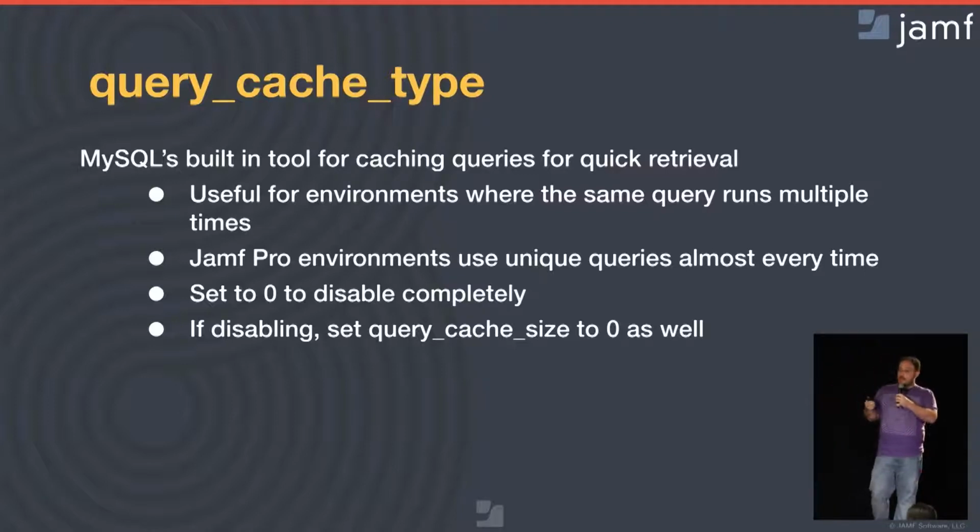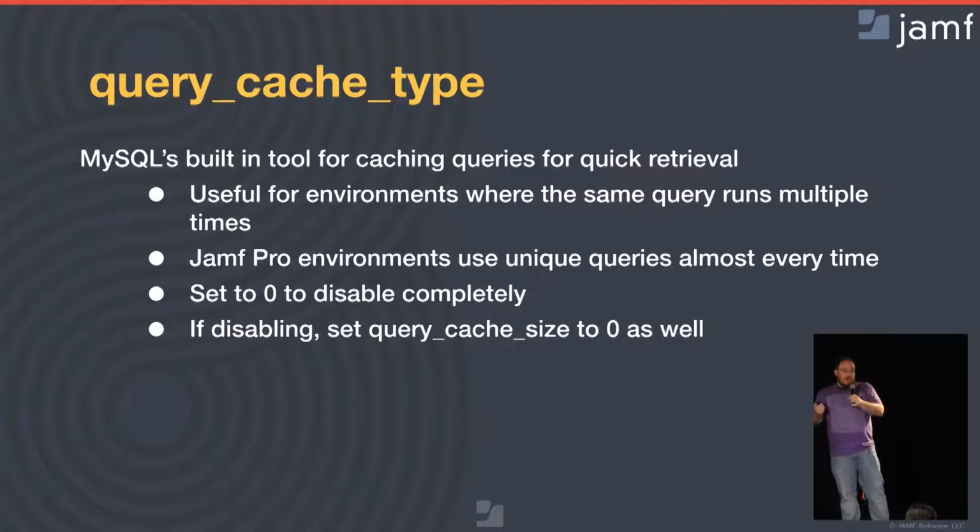However, with the JSS, we're very frequently running completely new, unique SQL queries. We've found that just disabling this, as well as the query cache size, means that SQL won't even try to cache those queries or retrieve them. And we've had much better performance with that, especially as we leverage memcached further and further.